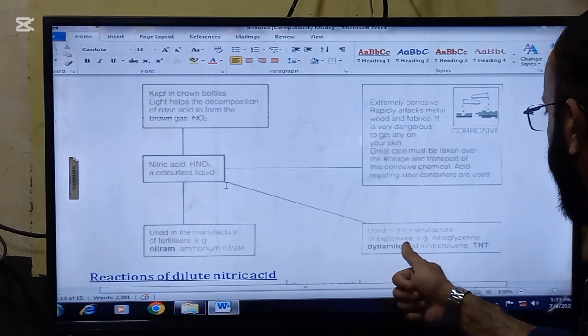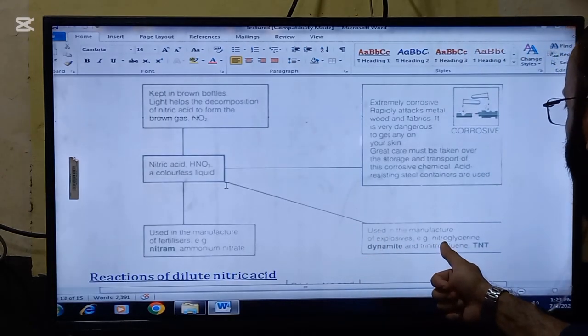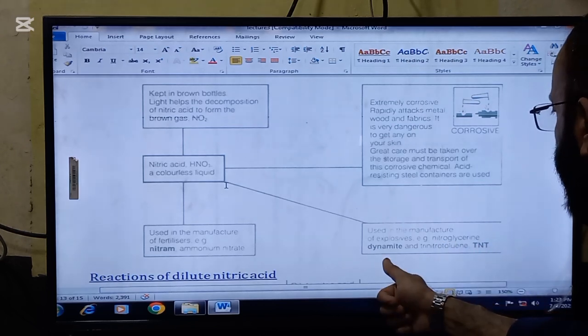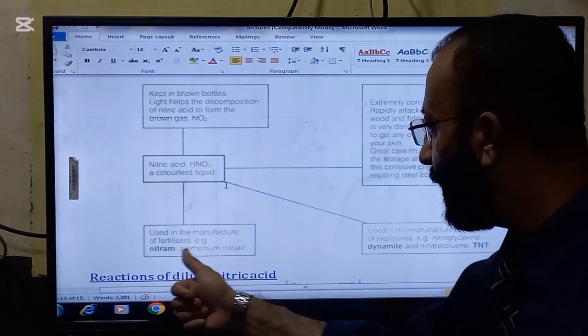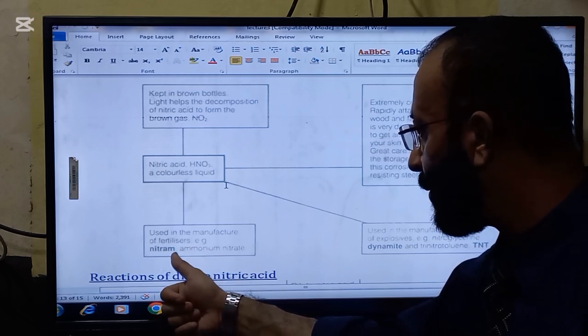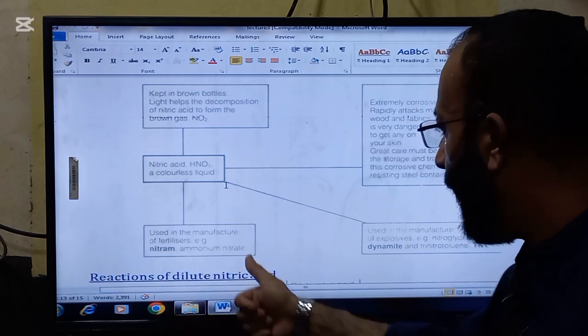Used in the manufacture of explosives, for example nitroglycerine, that is dynamite, and TNT. Used in the manufacture of fertilizers, for example Nitram, ammonium nitrate.